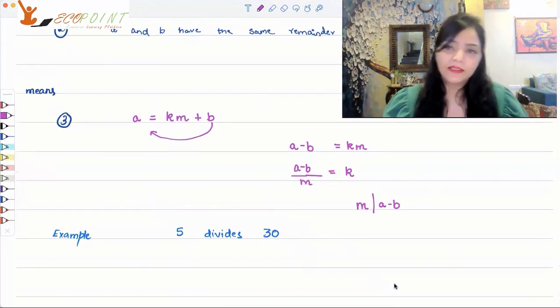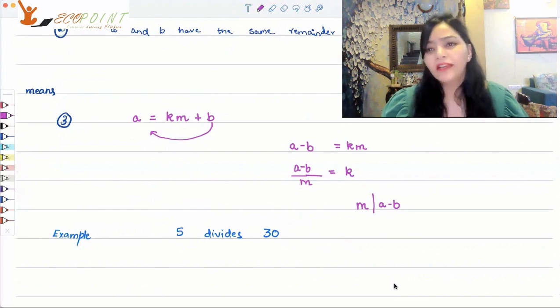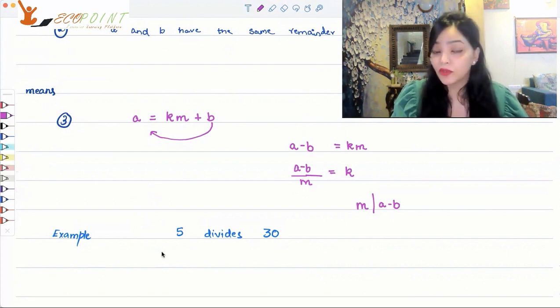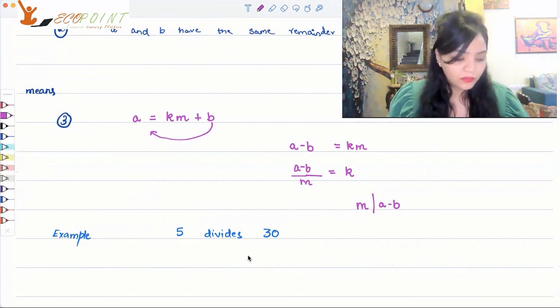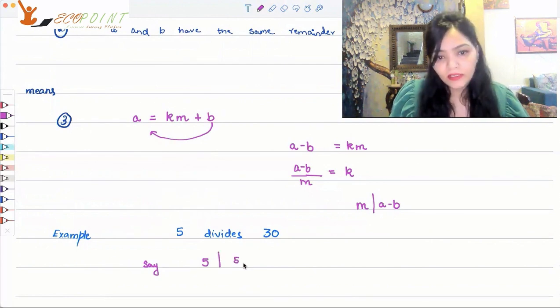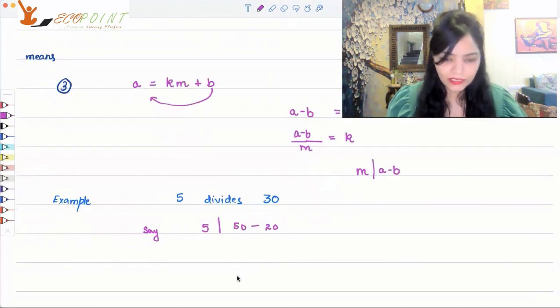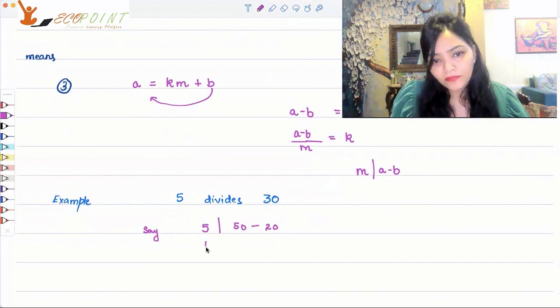For example, let's take a numeric example. 5 divides 30. We all know that 5 divides 30. What if I make it look a little different, to relate it to the definition of congruence modulo? I can say 5 divides 50 minus 20, because 50 minus 20 is actually 30. So 5 behaves like your m, and 50 minus 20 behaves like a minus b.